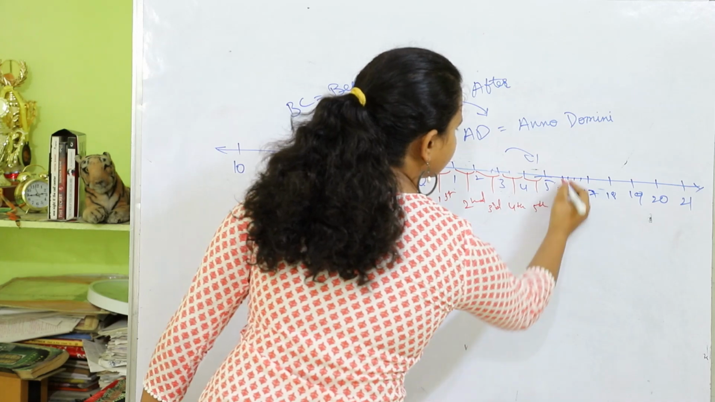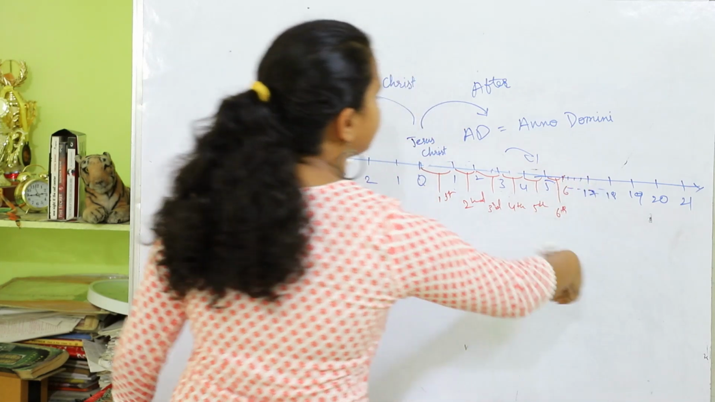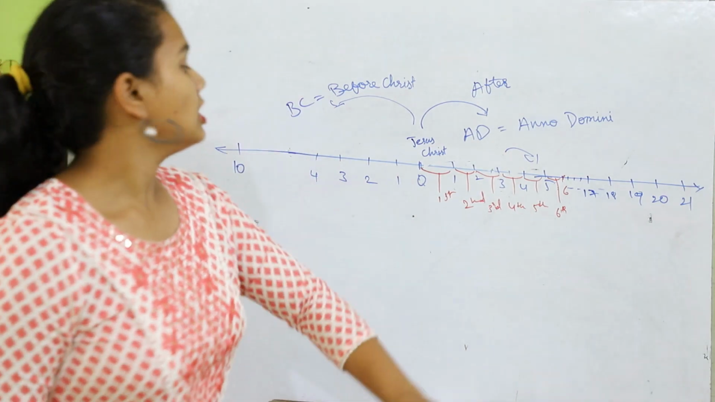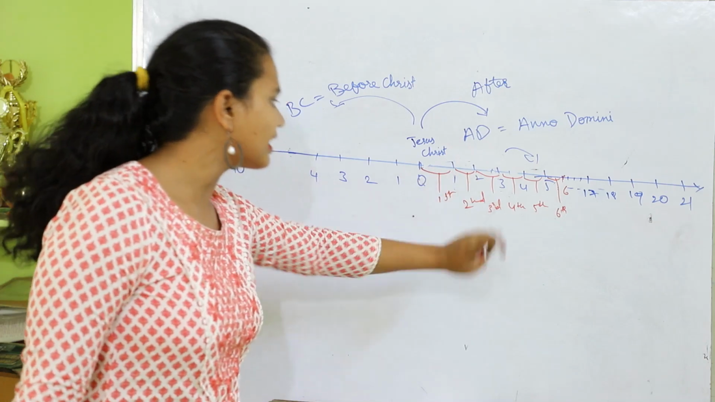5 to 6 will be the 6th century. 6 to 7 will be the 7th century. 7 to 8 will be the 8th century. 8 to 9 will be the 9th century. Are you getting it? So here we will be taking the next number, where 1 to 2 means we have taken the 2nd century, right?